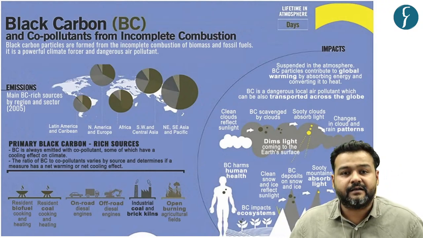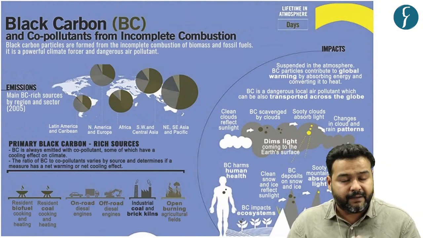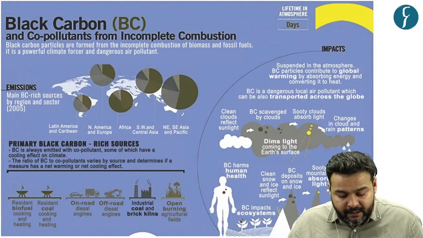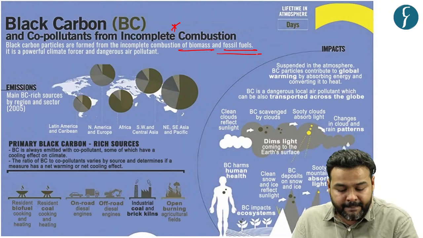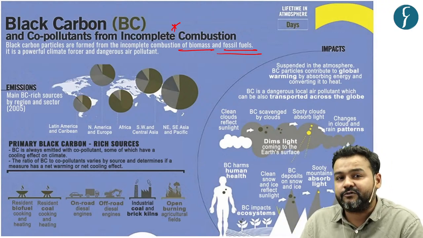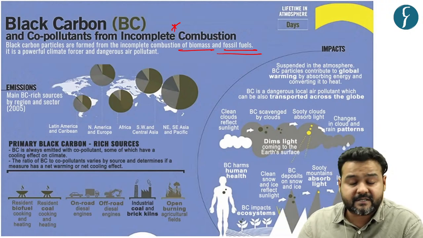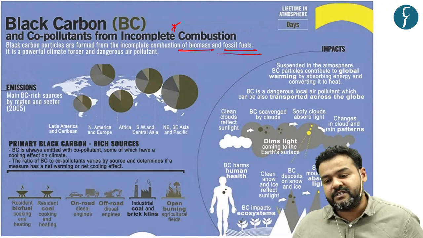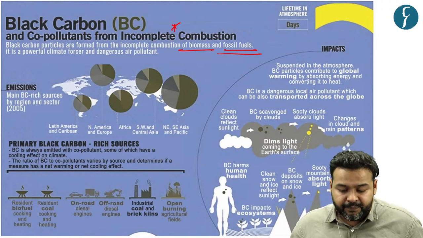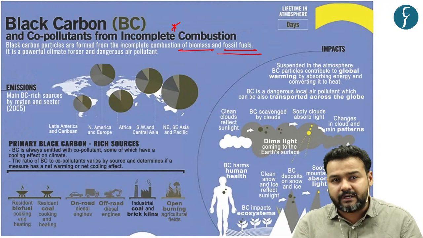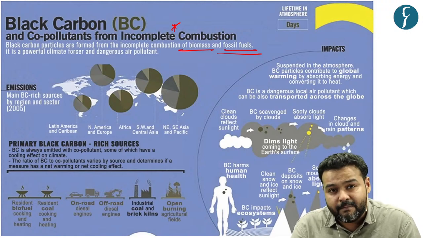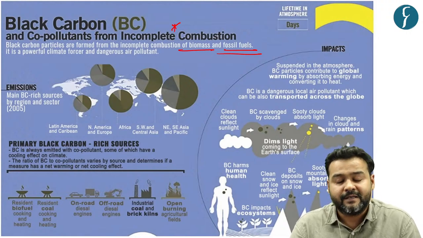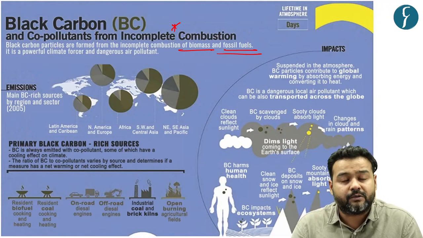So as I told you that commonly we call it soot, a component of PM2.5, and genesis is incomplete combustion of biomass and fossil fuels, and considered as a dangerous pollutant. Now how it is different from CO2, because CO2, carbon monoxide and volatile organic compounds also come out due to this incomplete combustion. Now CO2 has a longer lifetime in atmosphere. Black carbon has a shorter lifetime, but it is a very potent component of pollution, which can make major changes in the chemistry, or you may say the geography of the environment surrounding you.